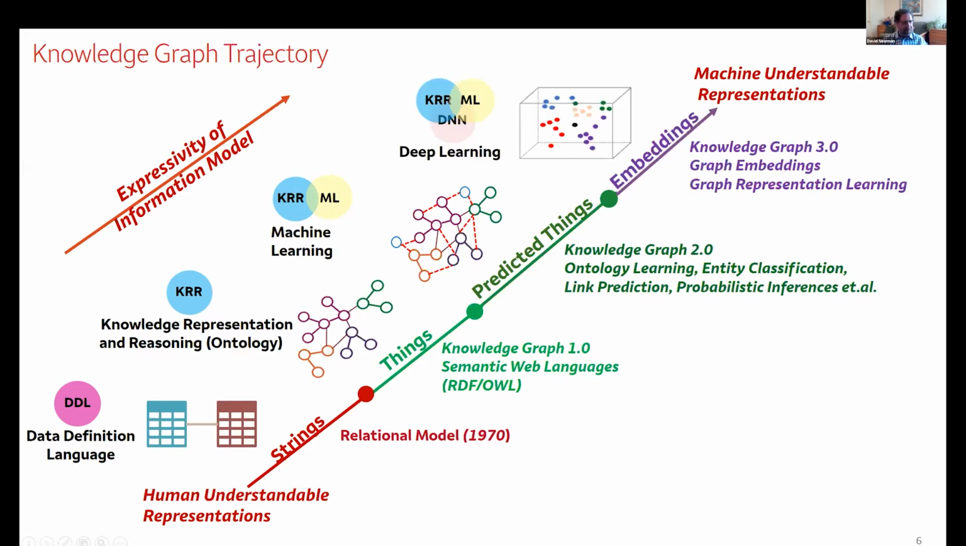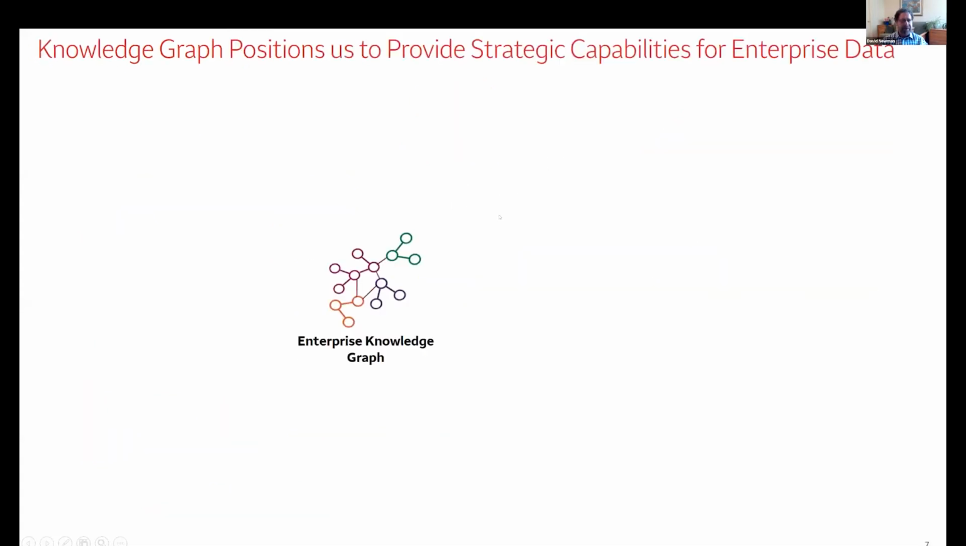But that's not where we stop. We can move up to knowledge graph 3.0, which takes these nodes and edges and uses deep learning plus machine learning to predict points in a low-dimensional vector space model that are semantically related to the nodes and the edges in the knowledge graph, so that we can end up with very highly scalable analytics that align very much with the actual nodes and edges in the graph. So knowledge graph positions us for many new strategic capabilities with enterprise data.